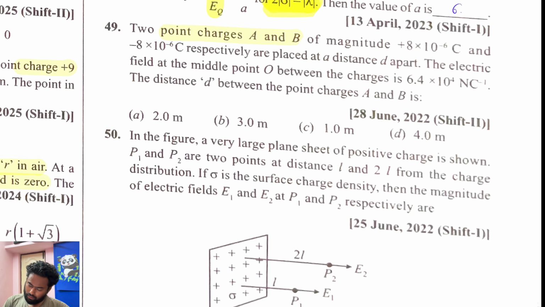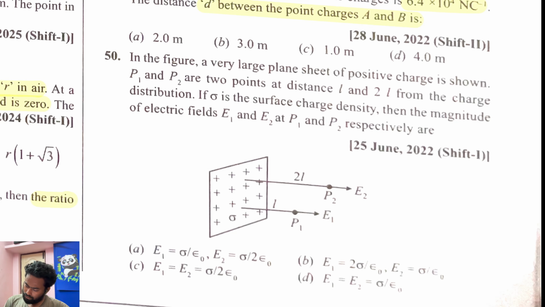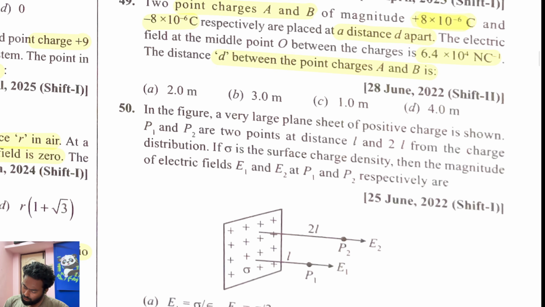Two point charges A and B of equal and opposite magnitude are placed at distance d apart. The electric field at the middle point between the charges is given. Find the distance d between the two point charges. So the electric field at the midpoint: let's say this is plus q and this is minus q. Due to both the charges, the electric field will be added. So 2kq upon the distance, which is half of d, d by 2 whole square.